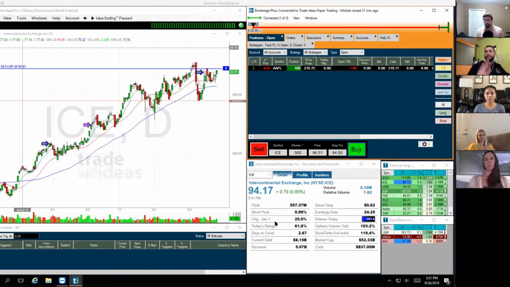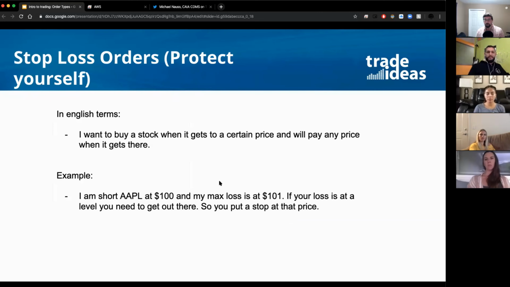So then the last one is a stop loss order, right? And I just put protect yourself here because especially as a new trader, every order should have a stop loss, right? Especially with you guys are going to be primarily swing traders, right? So your time horizon is going to be, call it a week to a month, right? But because you're a swing trader, you can't watch the stock all the time. So you need an order to protect yourself.